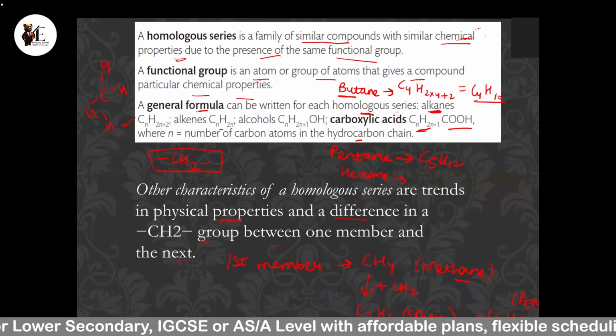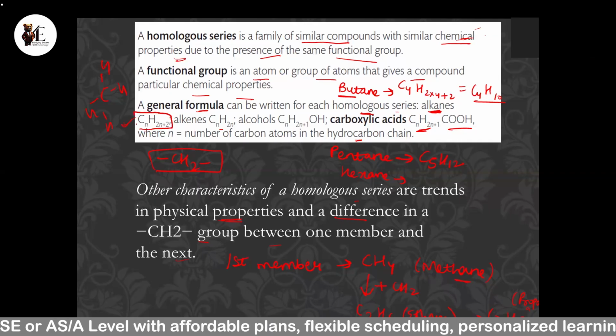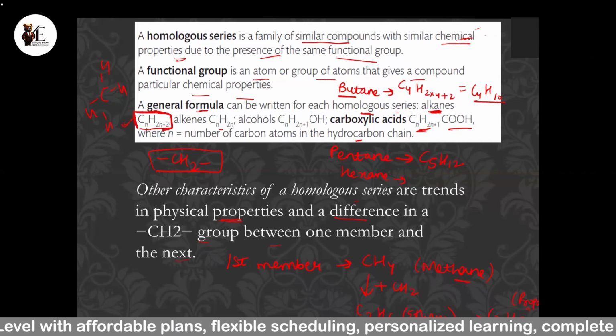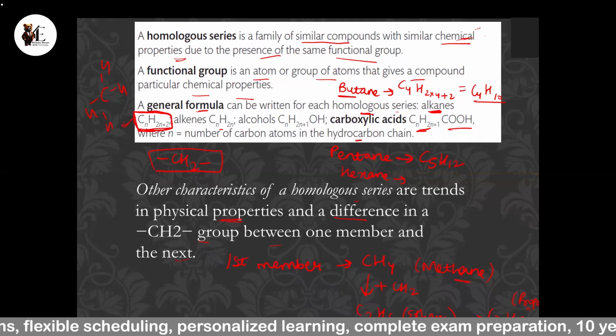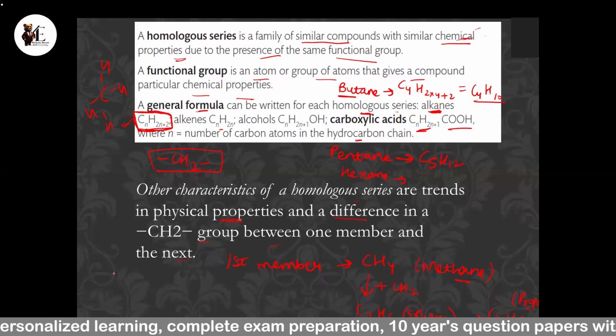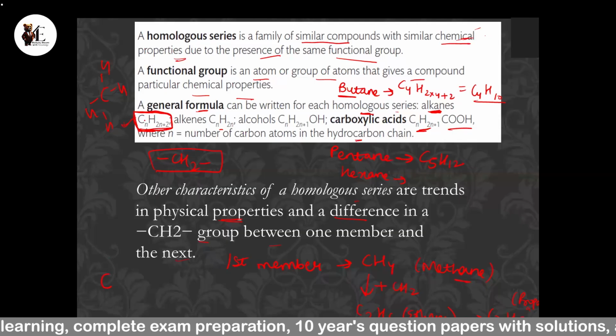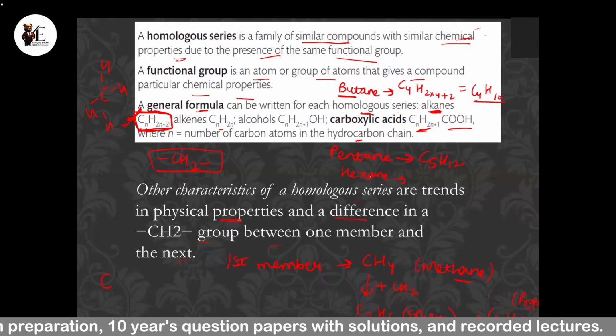In hexane, see the general formula. What is the general formula? Repeat after me: CnH2n+2. Now put the value of n as 6 in this formula and tell me the answer. Put the value of n as 6 because hex means 6 carbon atoms.